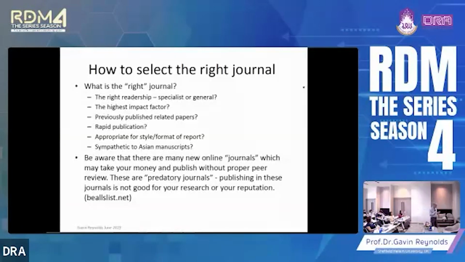One way to identify a journal is whether it has previously published papers that are related to yours. That's very easy to determine if you know the literature behind your study. Does the journal publish quickly, or does it take ages and ages to get something published? That can be quite important, especially for final year PhD students who want to get something out fairly quickly so that they can graduate.